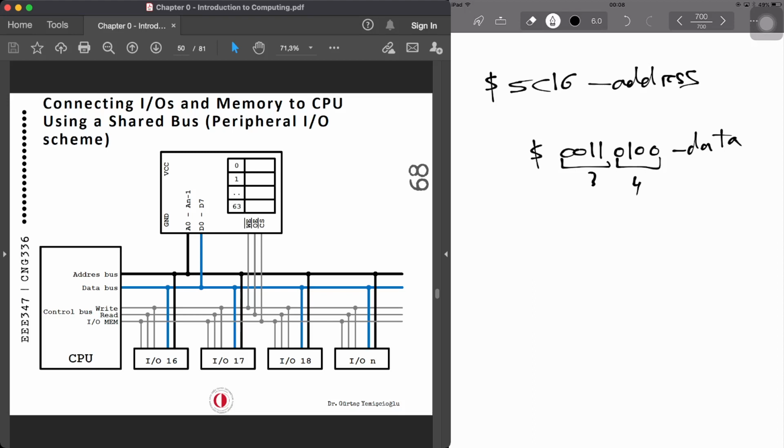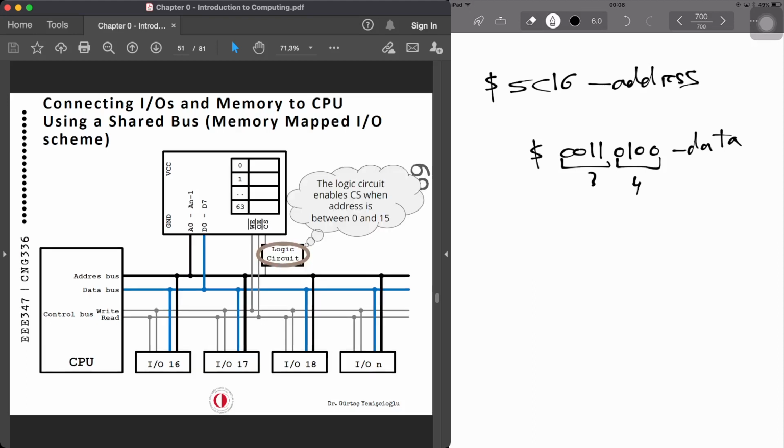Now, another approach is to use a logic circuitry for the chip select. If you have multiple memory devices and multiple IOs, then we need some kind of chip select to select the partition or the address that you want to write. For example, you have to enable the chip select when the address is between 0 and 15. So how do we do that?